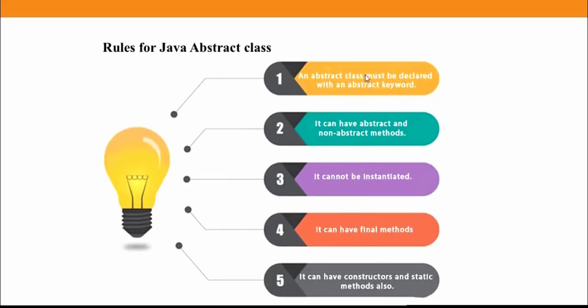First one is an abstract class must be declared with an abstract keyword. The second one is it can have both abstract method and non-abstract method. I will show you. Then it cannot be instantiated. The fourth one is it can have final method. As I said, you can have a concrete method if you want to override. Even if you don't want to override that method, you can make that concrete method into a final method so that it cannot be overridden. Finally, it can have constructors as well as static methods.